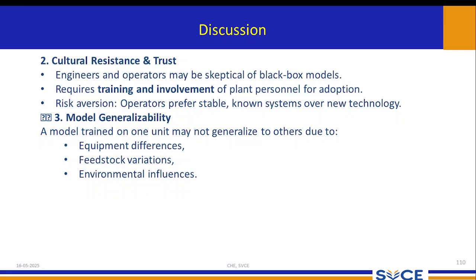Some equipment works on different principles. Even GCMS, gas chromatography mass spectroscopy, is supplied by different suppliers. Different equipment may predict with the same accuracy, but the mechanism by which it identifies the compounds and predicts the composition may be different. Obviously the procedure to analyze the sample before you inject it into the equipment will also vary. So you should understand the equipment differences, feedstock variation, and environmental influences.